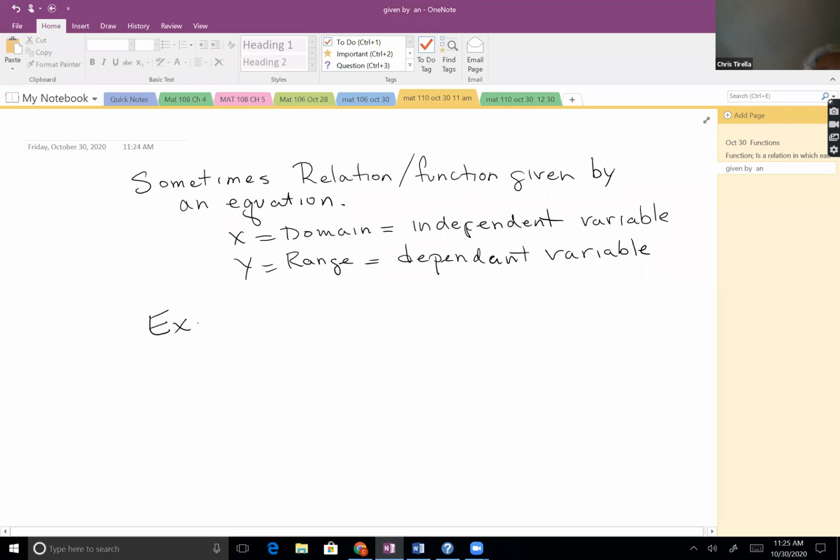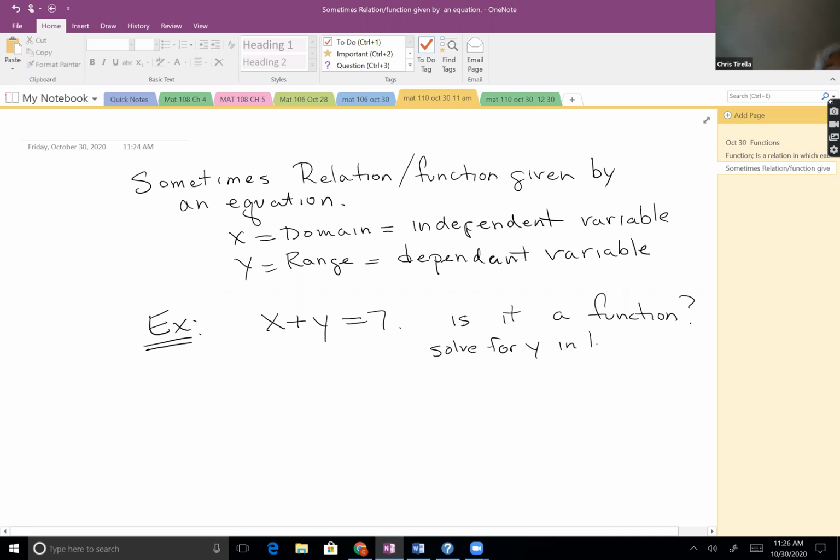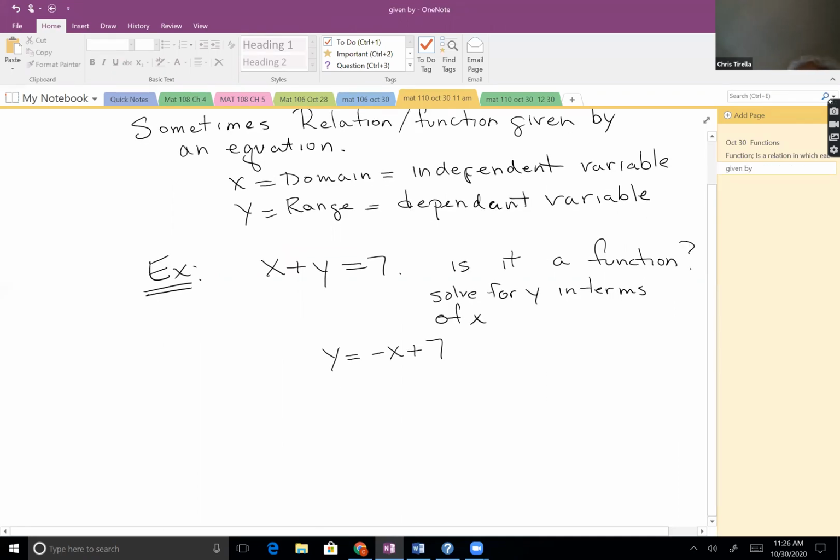So let's look at an example. Let's say I have an equation x plus y equals 7. And I want to know, is it a function? In order to make that determination, sometimes it's easier if I solve for y in terms of x. So if I try to get that y alone, does everybody see I'd have y equals negative x plus 7? And so now for any given x value, wouldn't I only get one y value? And so I'd say that, yes, it is a function.